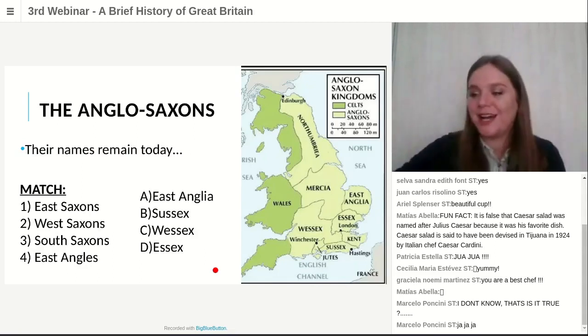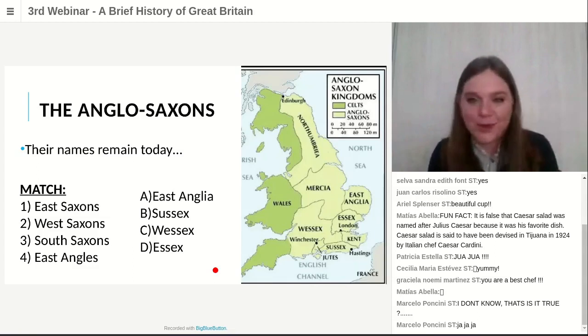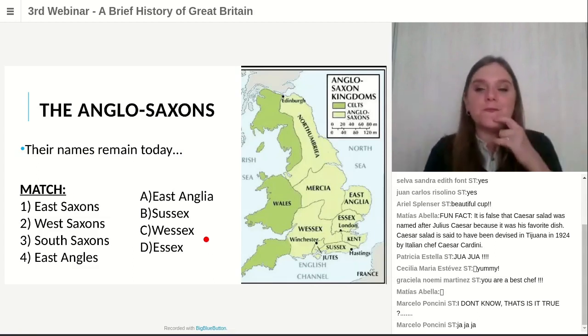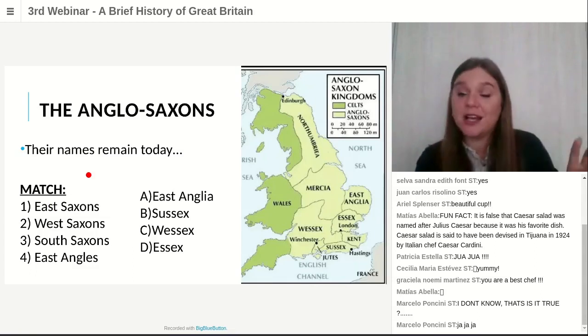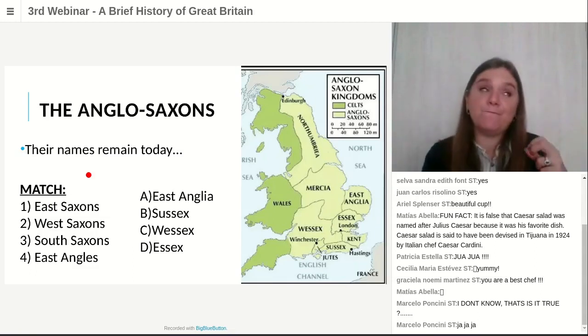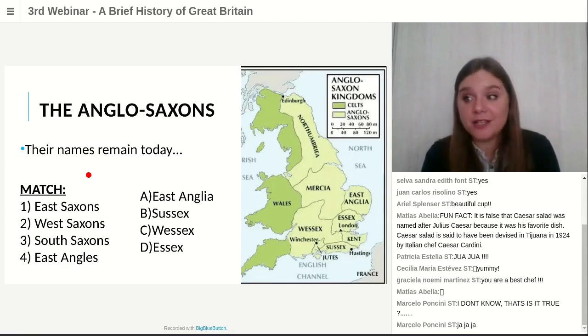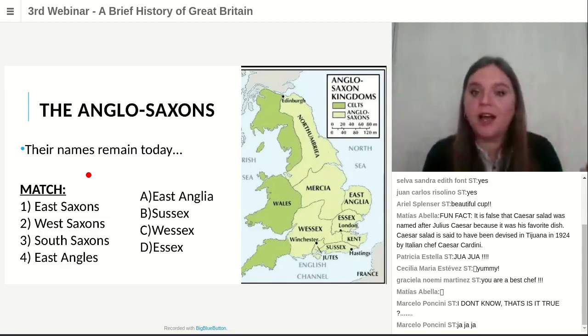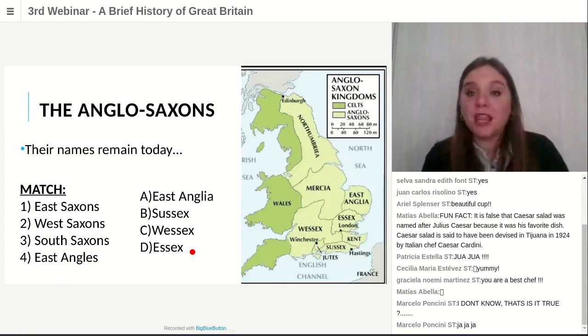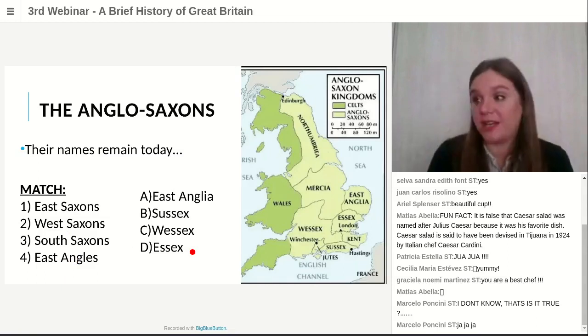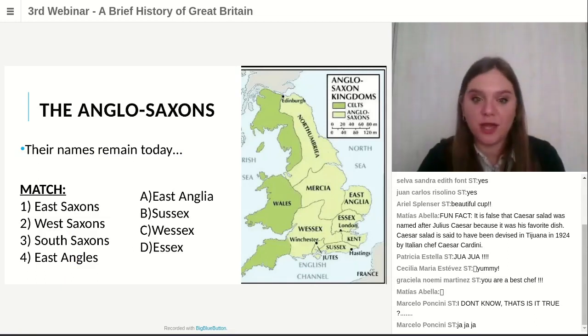Okay, so a really easy question. You have to match some of the names of the Anglo-Saxon kingdoms that are still here today. I mean, well, not here, but they remain today. So you have to match these names of people with the names that we still have today for different counties in the UK.